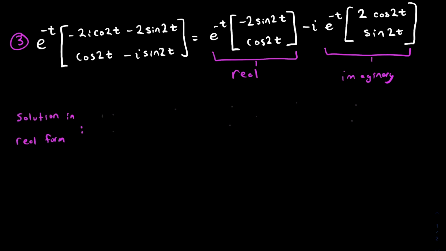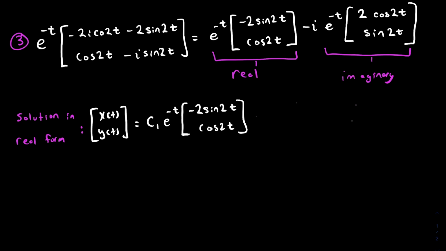In real form, we can write the solution as (x of t, y of t) is equal to c1 e to the -t (-2 sine 2t, cosine 2t) plus c2 e to the -t (2 cosine 2t, sine 2t). And that's where I'm ending this video.